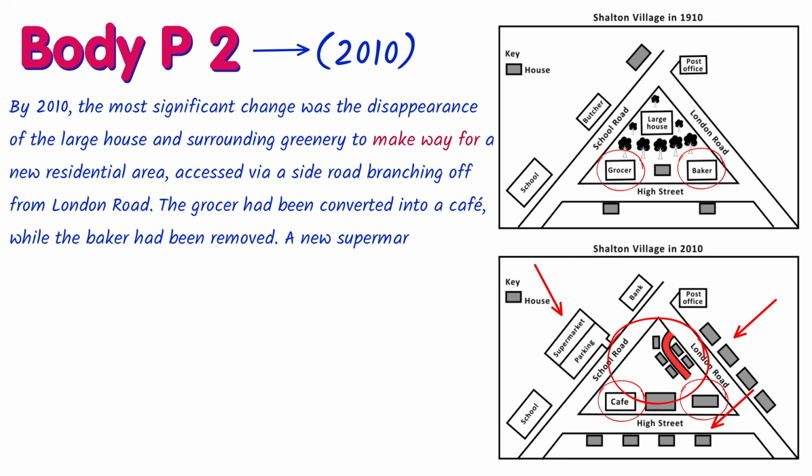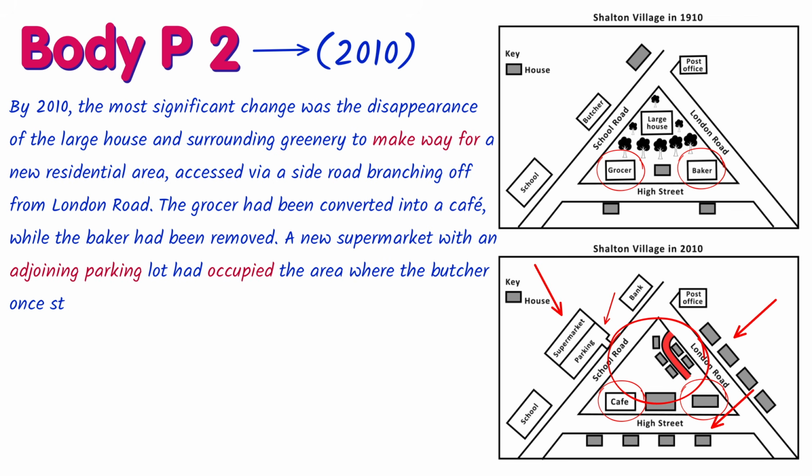A new supermarket with an adjoining parking. Let's see, there is a parking. So when we want to talk about parking, which is actually joined to another place, we can say adjoining parking. So a new supermarket with an adjoining parking lot had occupied. Occupy is a good word here. Occupied means used by someone or something, or taken up. Occupied the area where the butcher once stood. So it means that instead of the butcher, now there is a supermarket.